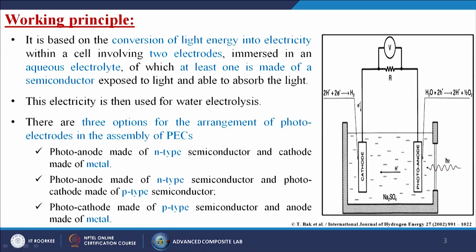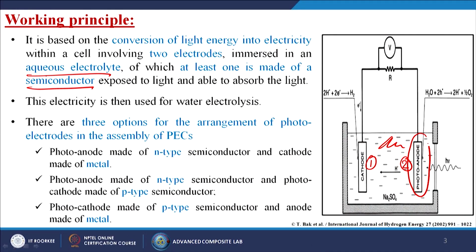Now, what is the working principle? Basically, it is based on the conversion of light energy into electricity within a cell involving two electrodes. You can see that electrode number one acts as a cathode and the other acts as an anode. So two electrodes are immersed in an aqueous electrolyte, of which at least one is made of a semiconductor exposed to light and able to absorb the light. That means between these two electrodes, one electrode should be the photoelectrode, so that when direct sunlight comes onto that electrode, it reacts.